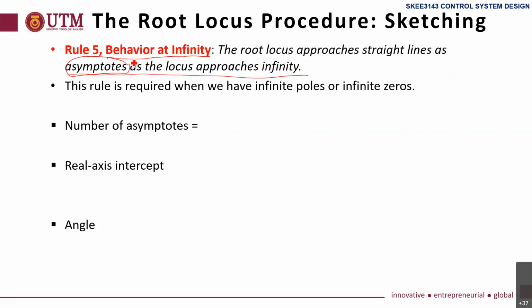Okay, let's see a few formulas related to rule number 5. Before that, this rule is applicable when we have infinite poles or infinite zeros. If the number of poles is not equal to the number of zeros, then we need rule number 5. If not, we can skip rule number 5.